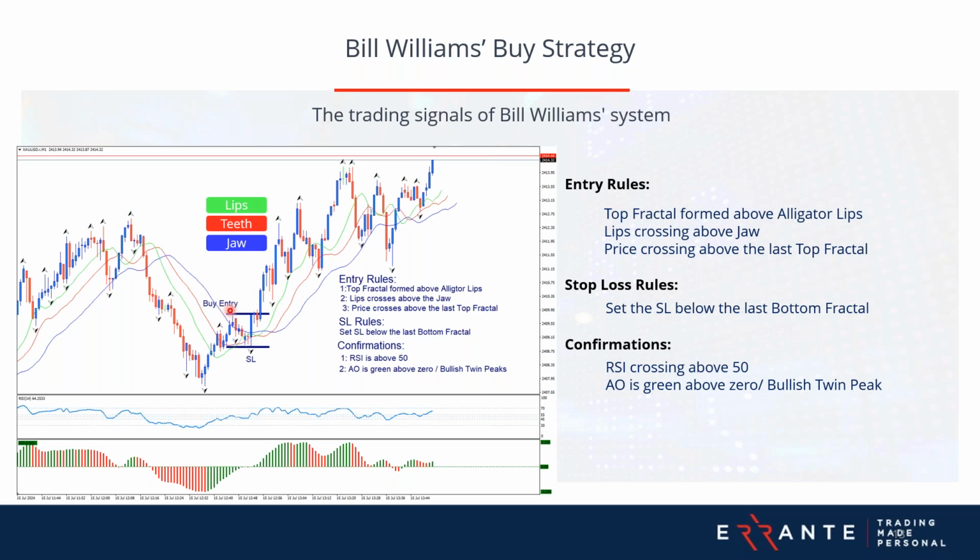And then we need confirmations, including the RSI crossing above 50 and the AO histogram turning green above 0 or forming a bullish twin peaks pattern. This is an ideal way. However, if we see just the AO histogram turning green above 0, or a crossing above 0, it is enough. So set your stop loss below the last bottom fractal. Wait for all conditions to be met before entering a trade to avoid premature entries.